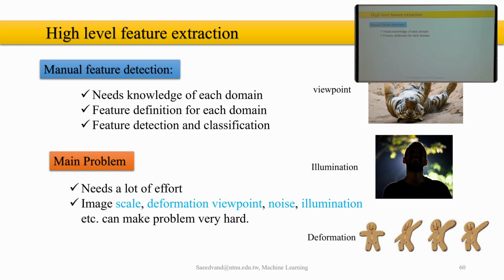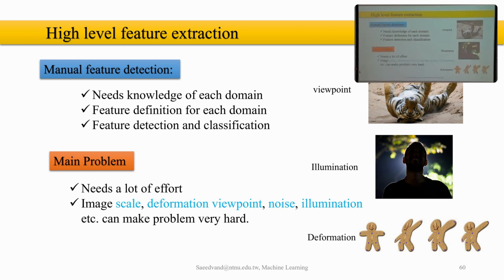So what we want to do, as I explained, for manual feature extraction, we need knowledge of each domain. Not only in image processing, where you can see it clearly, in some domains we don't know what features to extract; it is difficult. Feature definition for each domain is also tremendous and very difficult. For example, A, B, C, D, you should do it manually, that's more challenging. And feature detection and classification is even harder.